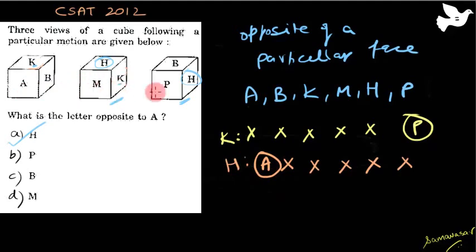If I have two cubes which do not contain the alphabet or symbol which is being asked in the question, and the other two symbols here are different, then this technique works. If this also had something like K, then this technique would not work. If this is not the case, that is, opposite to a particular face I'm trying to find out, and H is common between these two and the other two alphabets in these two views are different, then opposite to A will simply be H.